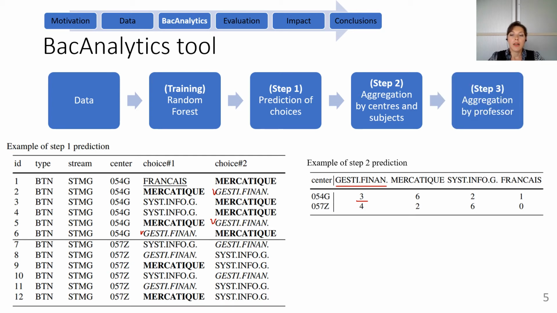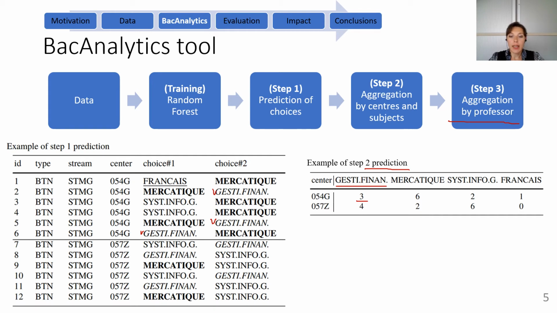Next, we finalize with the step 3 prediction, during which we do aggregation by professors. What does it mean? Essentially, every professor has a limit in terms of how many students he can examine during a one-day examination session. In order to obtain the result here, we divide the result of the step 2 prediction by the number of students each professor can examine, and we round the corresponding result to the closest higher integer.